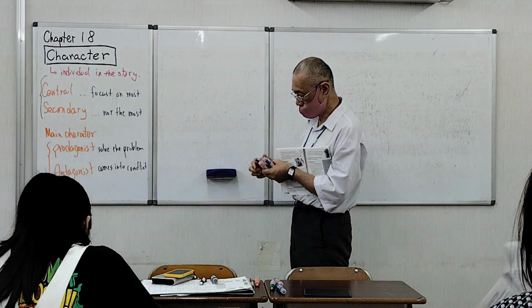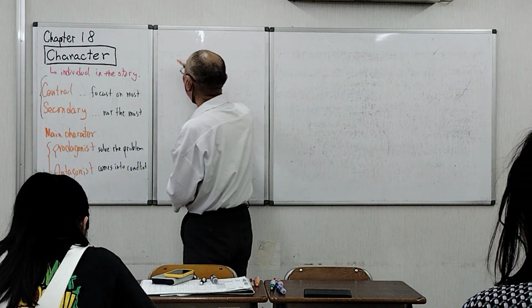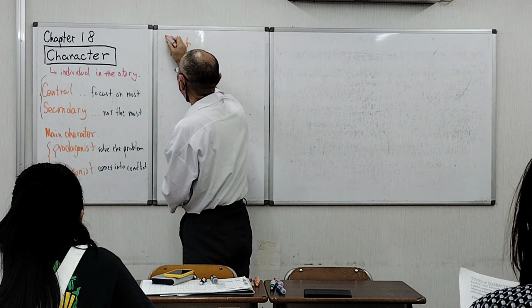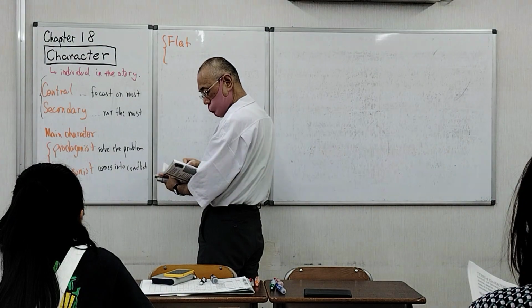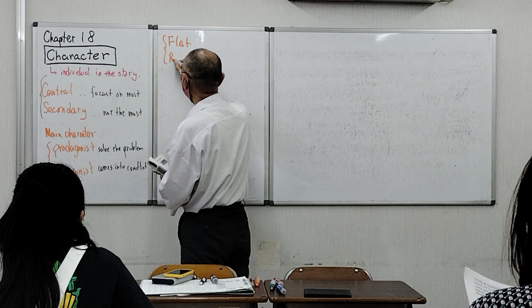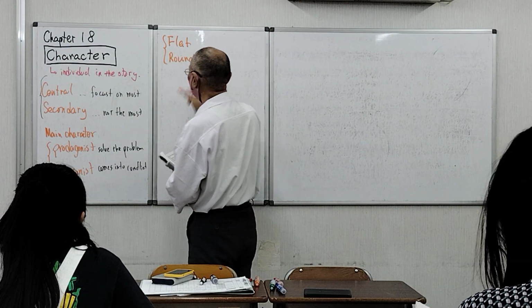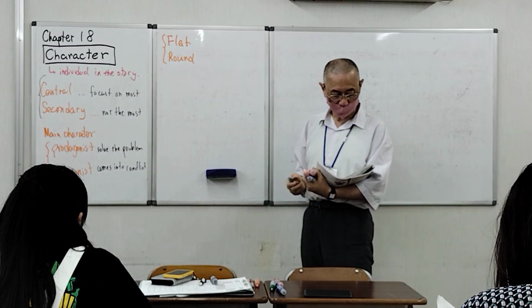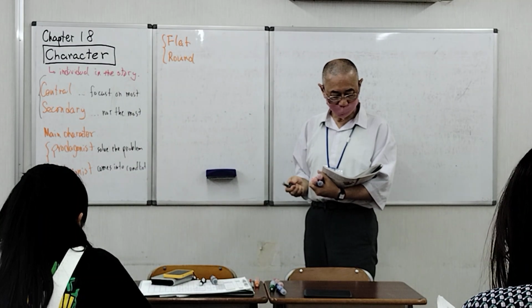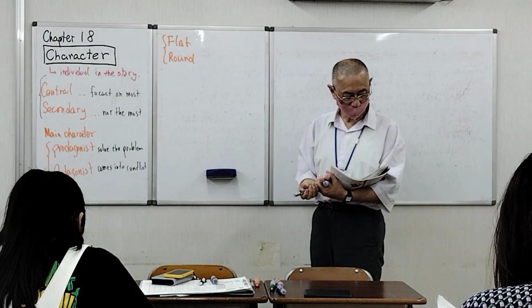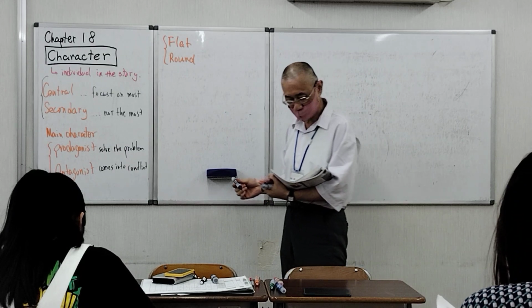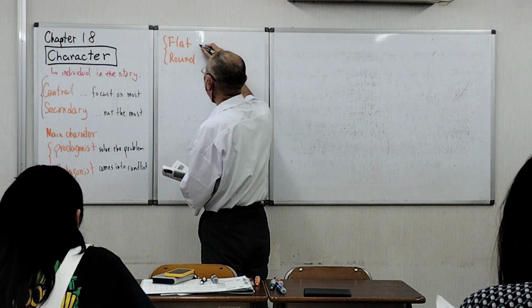Okay, let's go on to the next one. Flat and round characters. A flat character has just a few lines with few details. So, it can be summed up.